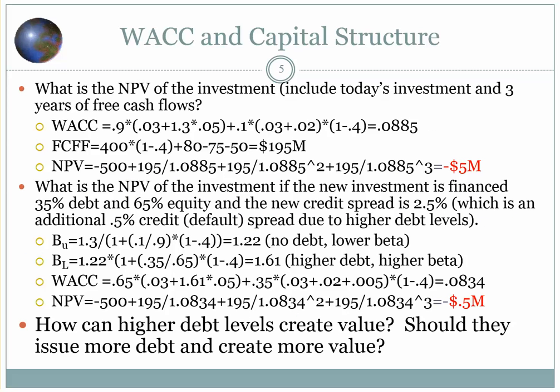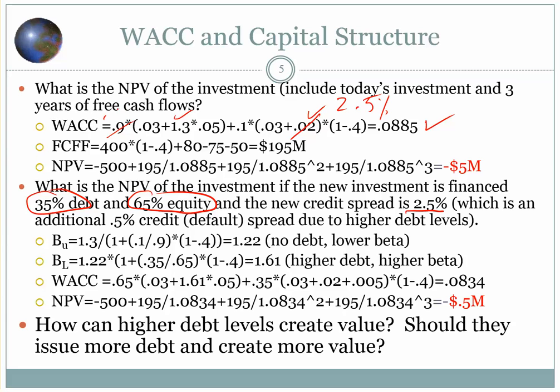So here's the example again we did. The beta of Apple's 1.3 and a debt spread of 2%. So we use Apple's weighted average cost of capital to evaluate the mini iPad. However, what if they wanted to finance the project using 65% equity and 35% debt? And they estimate the credit spread will go to 2.5. In other words, go from 2 to 2.5.